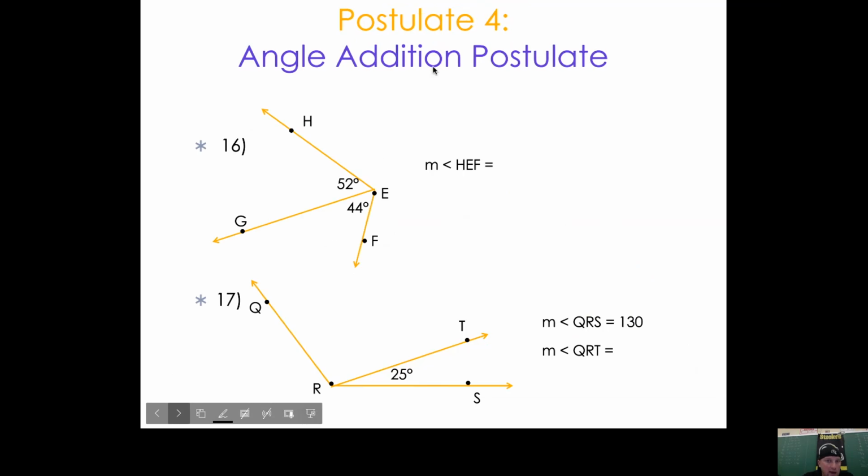Postulate 4 is the angle addition postulate. In this diagram, we have two little angles and a big angle. If you want the measure of angle HEF, notice how that's the big angle. What do you do with the two little ones? You're going to add them. 52. Oh, that is an ugly 2. Not sure what happened there. 52 plus 44 gives you 96. That's the measure of the big angle. Angle addition postulate. It's a lot like the segment addition postulate.